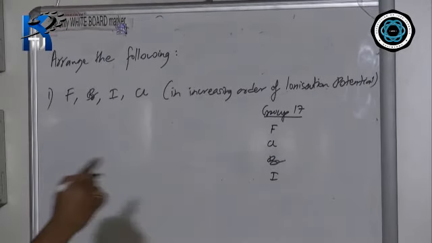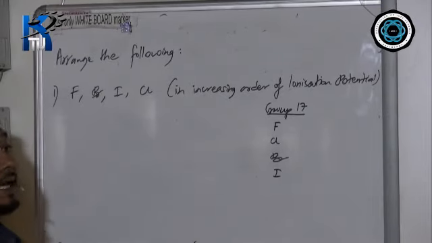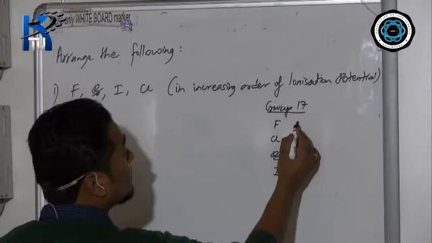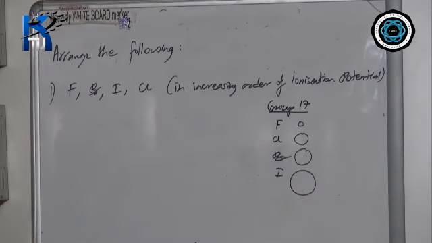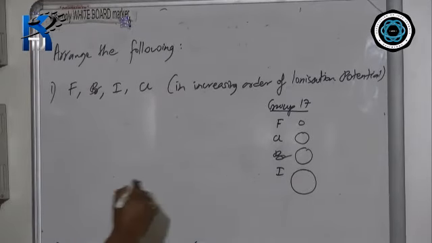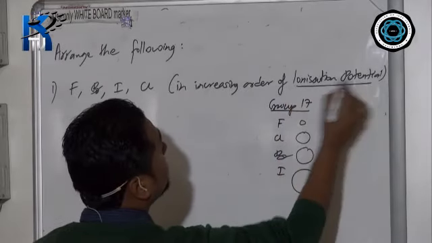Now, as I gave you that picture earlier, remember that left to right the size will decrease, and top to bottom the size will increase. So as you go from top to bottom, the size will increase. Done. Now they have asked you to arrange them in increasing order of which potential?